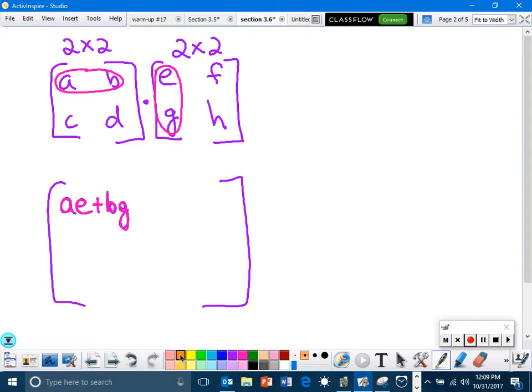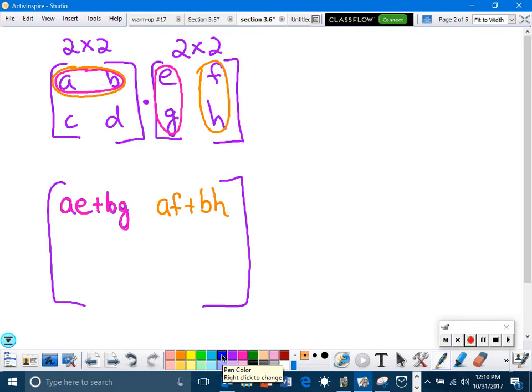Okay, now I'm going to change colors here. So now I'm going to do, okay, the first row and the second column. All right, so here we go. So now I'm going to take the A times the F plus the B times the H. Okay, let me switch colors. Okay, now I'm done with the first row. Notice the first row is filled in.